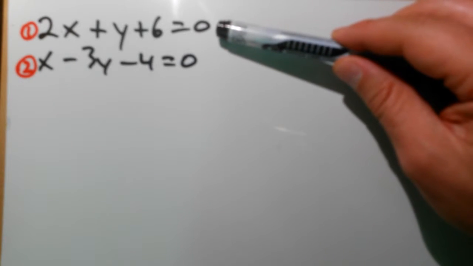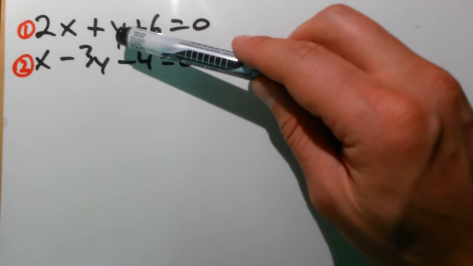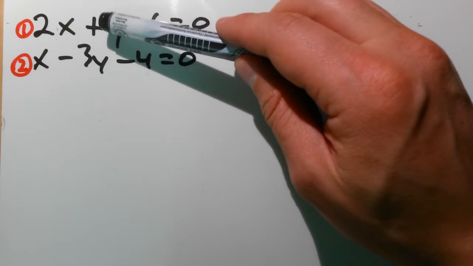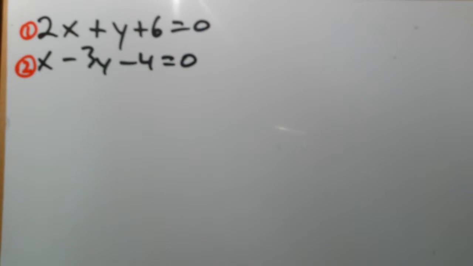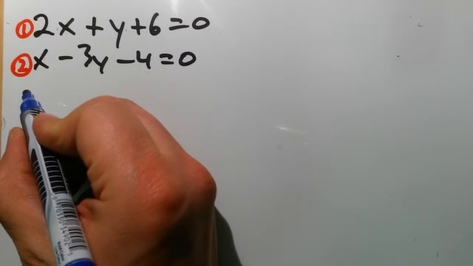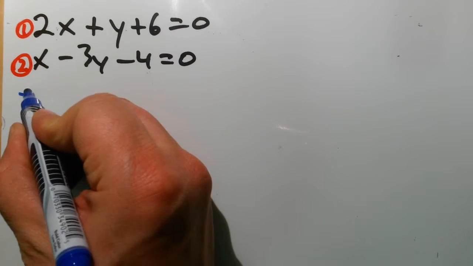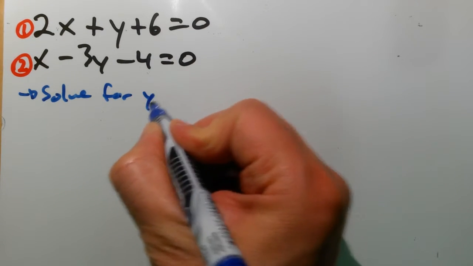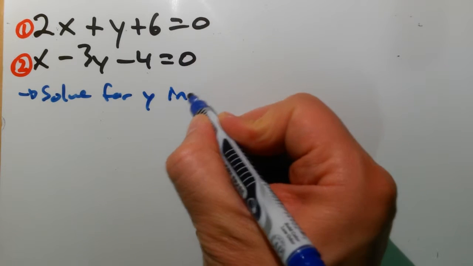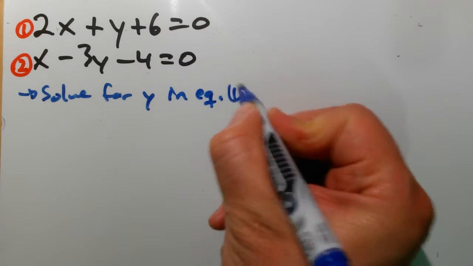I'm going to choose 1 because when we solve for y it will be easier since we don't have any coefficients in front of y. It will make it easier for us. So let's begin with that. Solve for y in equation 1. So let's do that right now.